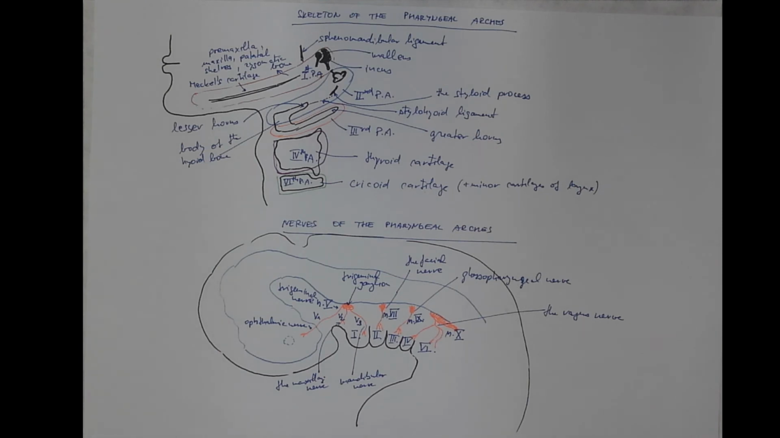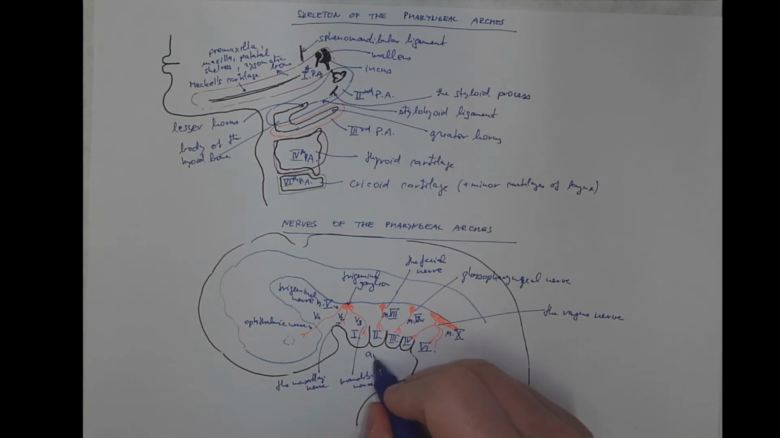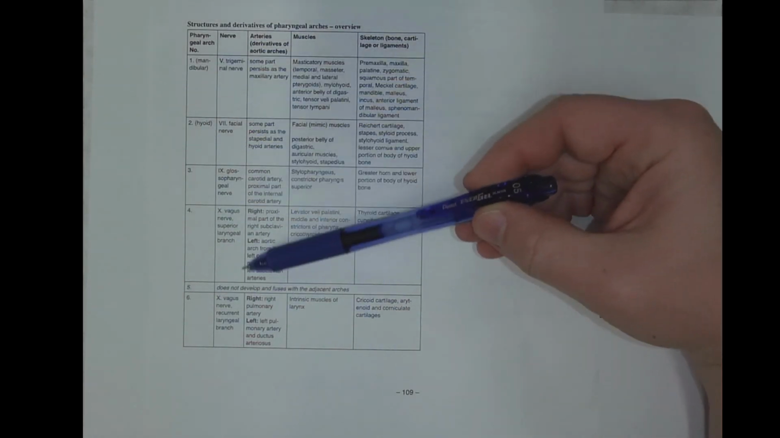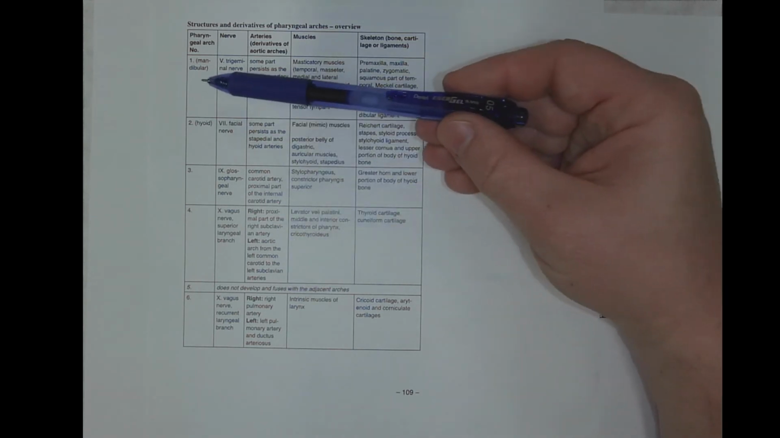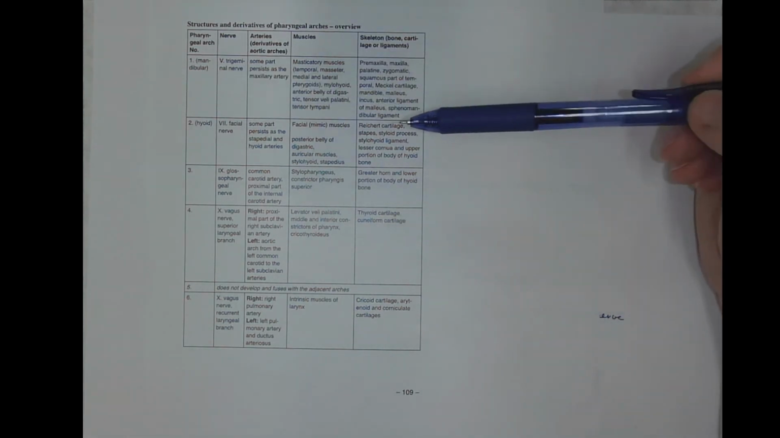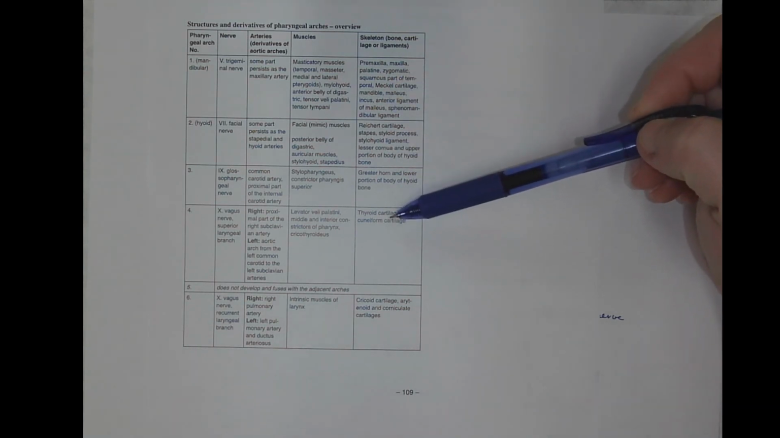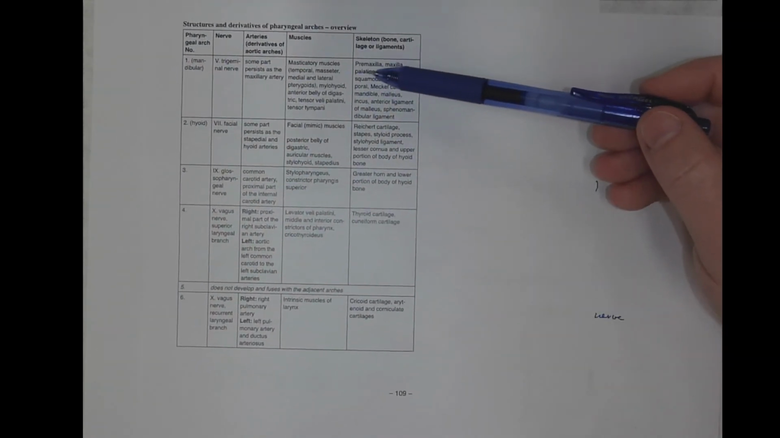For a complete summary of all the structures that are derived from the material of the pharyngeal arches, please see this scheme or this table that links the arches with the nerves, with the arteries as derivatives of aortic arches that run through these pharyngeal arches, the muscles that develop from the mesenchyme of these arches, and also the skeletal components that we already mostly have on our scheme. So please check this table for reference.